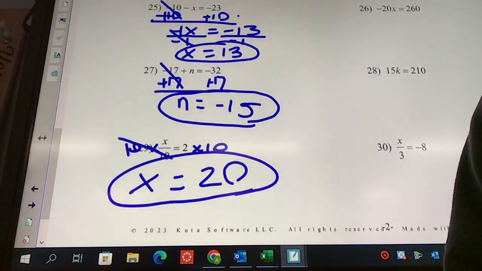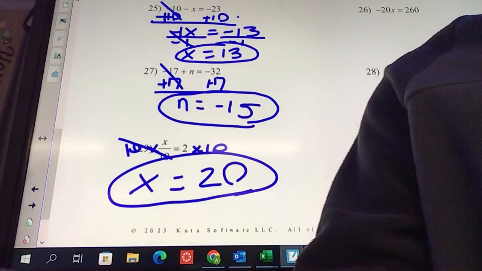Okay, the other 15 are for you guys to do.